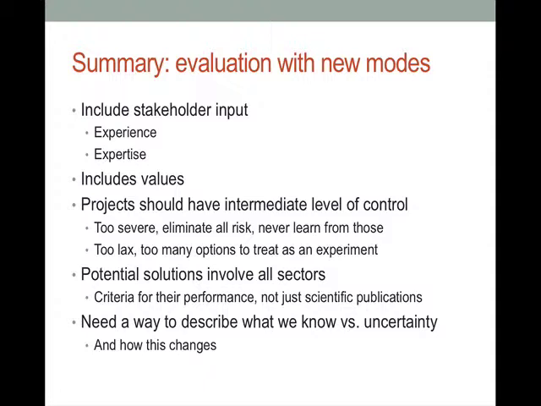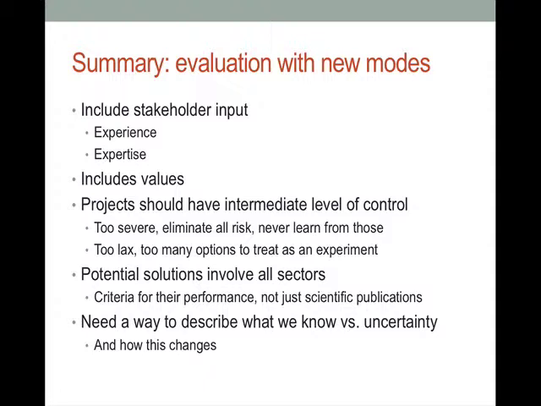We're going to include values, objective statements about values, and that the projects need to have an intermediate level of control. So instead of just designing a project that's so well, all of the little parts are identified and we just follow that plan, that would be too severe. It would eliminate all risk, all sort of opportunities to learn from those surprises. But on the other hand, if we allow too many opportunities, it's too lax. There's just too many options. We can't formulate the management procedures as actually a viable experiment. We're not going to learn anything from it just because there was too many possibilities. So again, we're in this middle zone of trying to control a project but not eliminate all the risks.